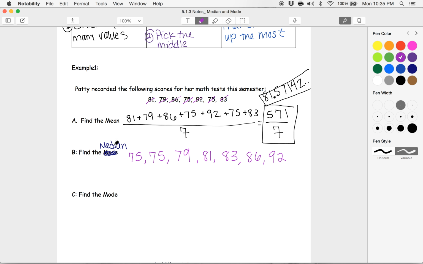So now I need to find the number that's the median, the number that's in the middle. So here's what I do. I cross out the first number and I cross out the last. I cross out the second from the front and the second from the last. Then I cross out the third from the front and the third from the last. And then look at that, at the very end I'm left with one number in the middle. So that means my median is equal to 81.